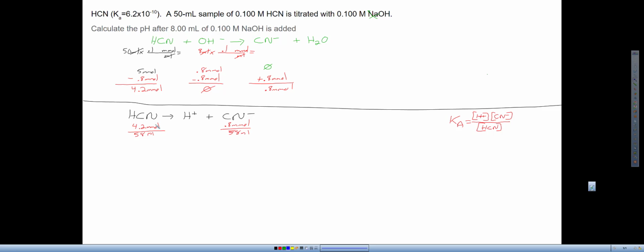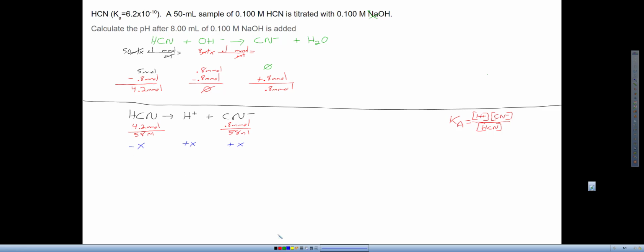Now again, what we're doing, we're figuring out how much of this is going to dissociate. So some of it will dissociate. So we're going to lose some of this. We're going to form an equal amount of this and this. So again, that's already there. We're going to form some more. This amount came from our neutralization. This amount's coming from our dissociation.